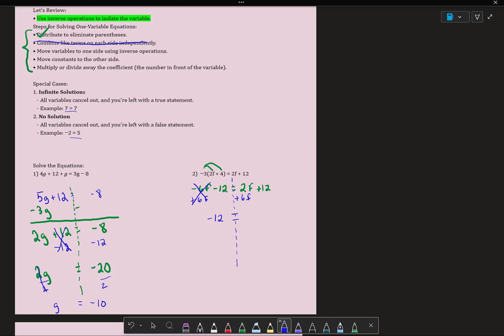So we're left with -12 on the left side. On the right side, we have 8f plus 12. So we've accomplished that step. We've moved variables to one side.